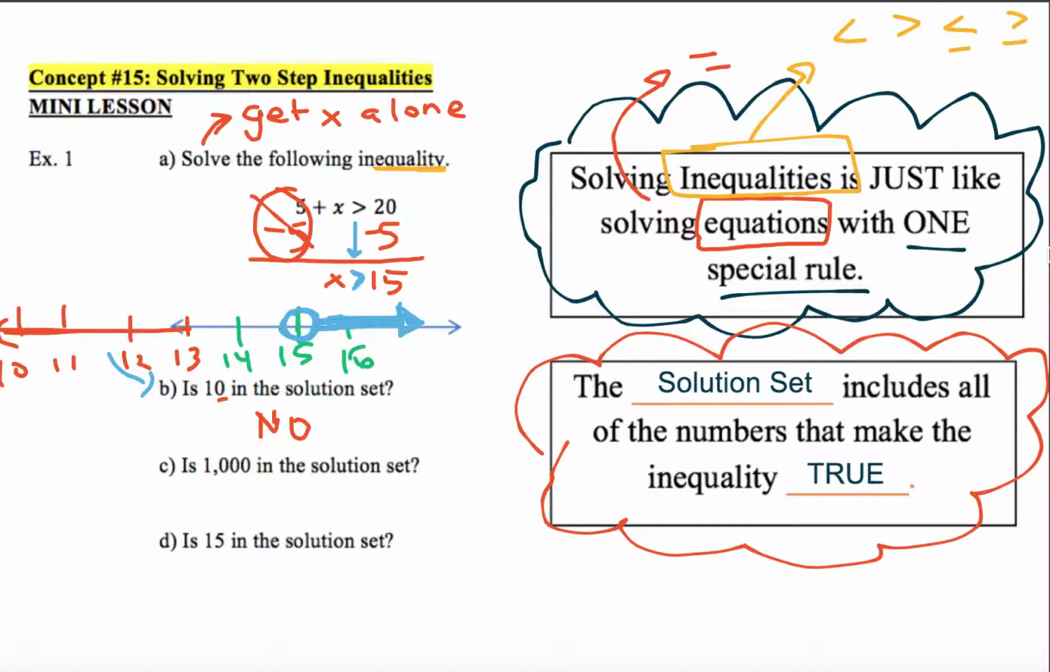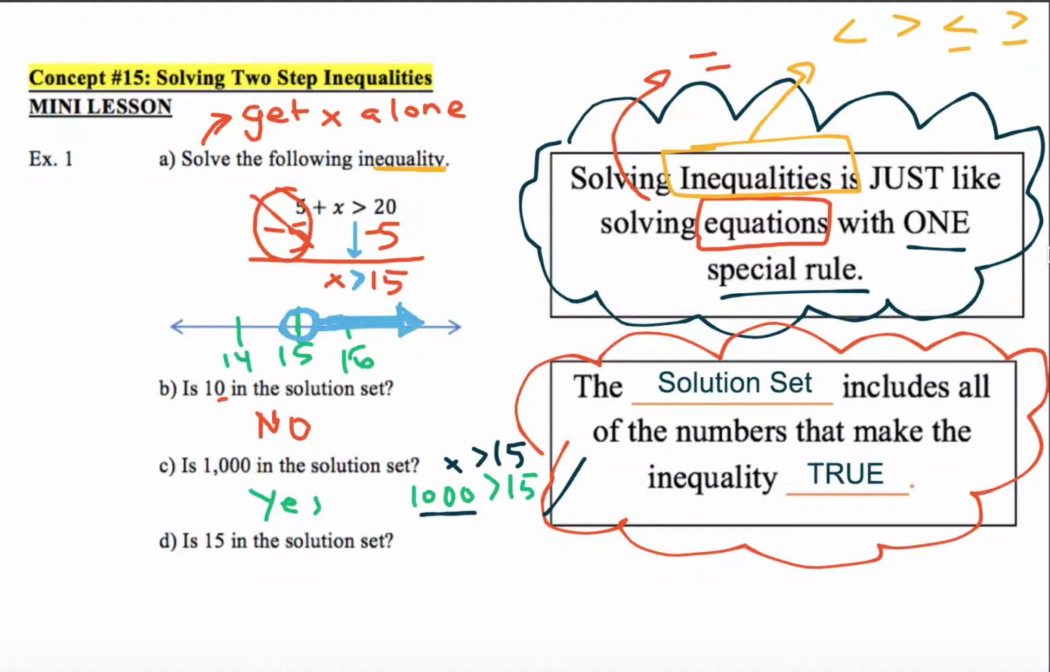The next question asks, is 1,000 in the solution set? 1,000 is in the solution set because if we substitute it into the inequality, which said x is greater than 15, we can see that 1,000 is greater than 15. That's a check mark, so yes, it is in the solution set. If we used that same strategy up here, we would have had 10 is greater than 15, and that is not true, so this was a no.